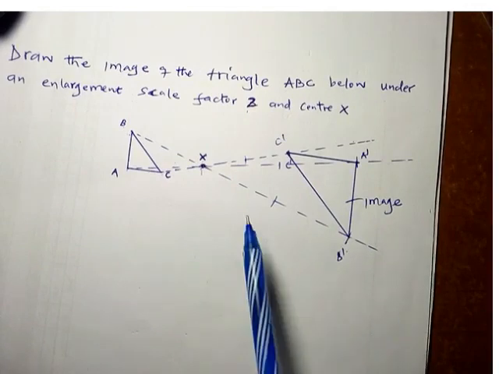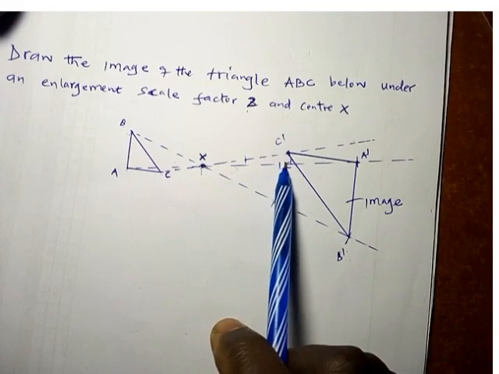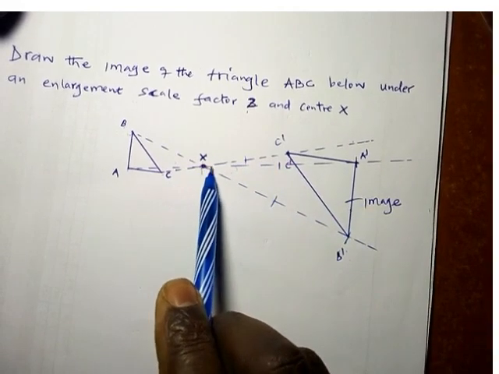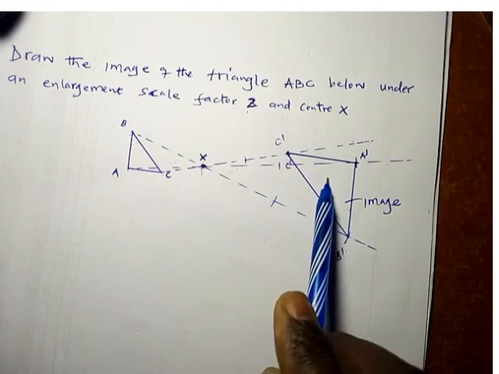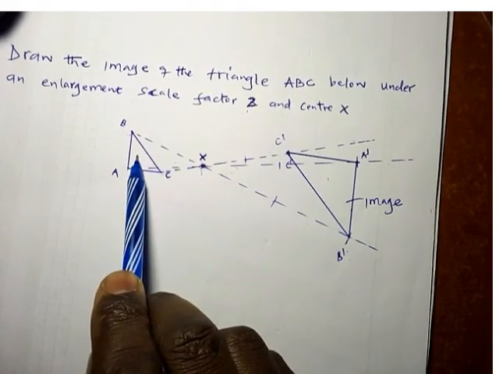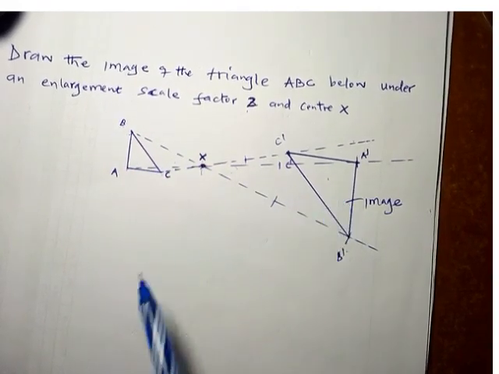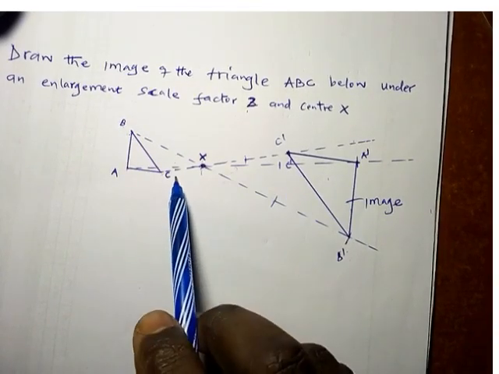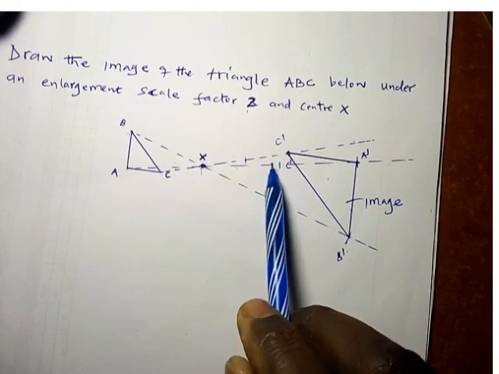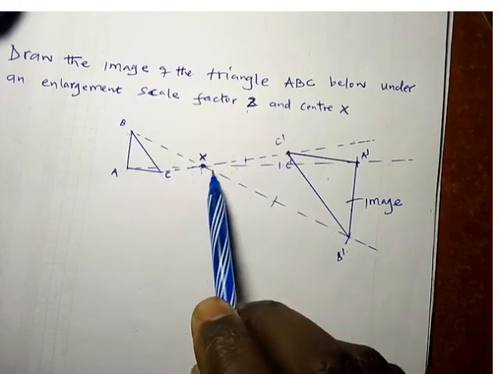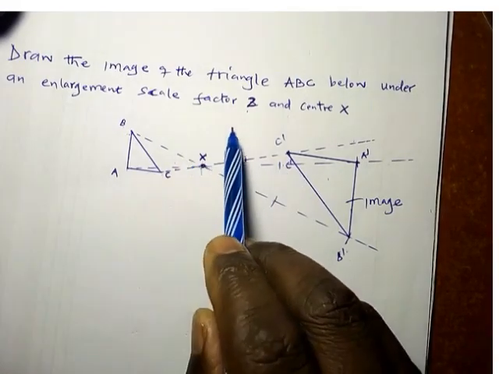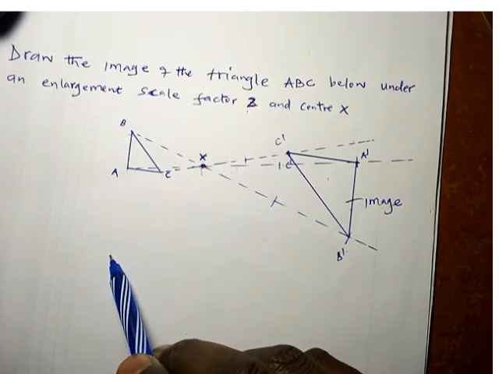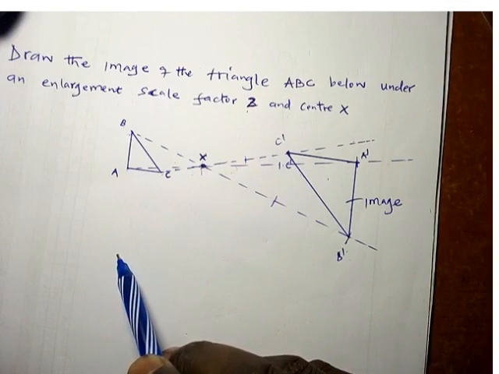But you realize our image is inverted. It is on the opposite side of the object. So this means that the scale factor is not positive. It should have been negative. So who has made a mistake? It is you, me, the student.